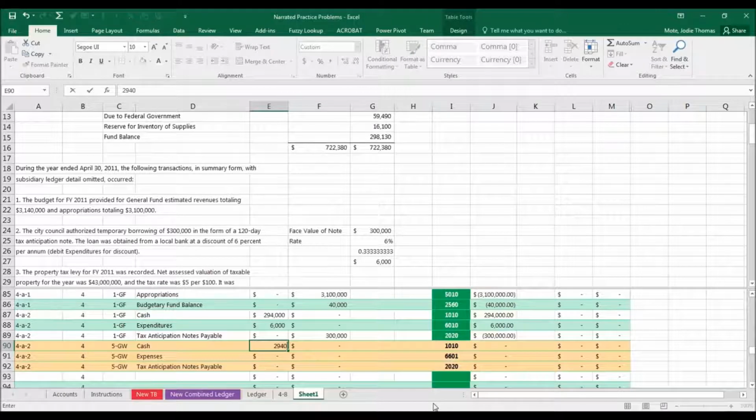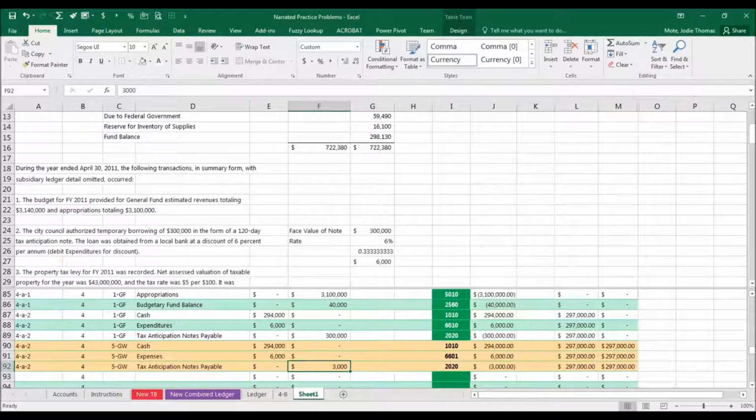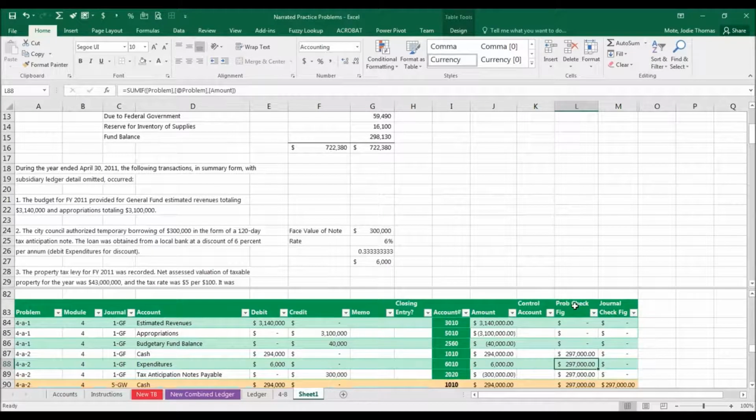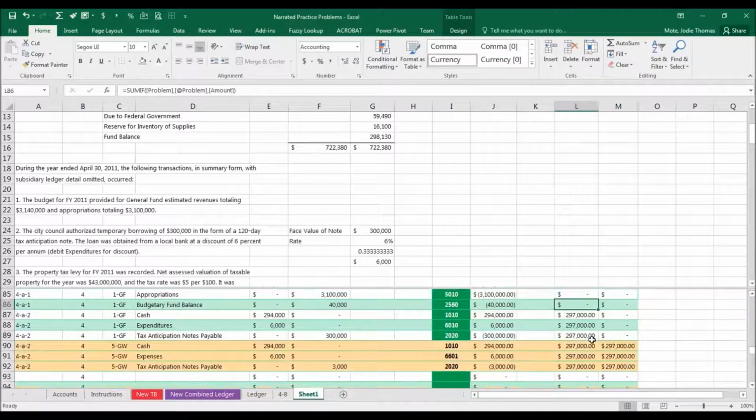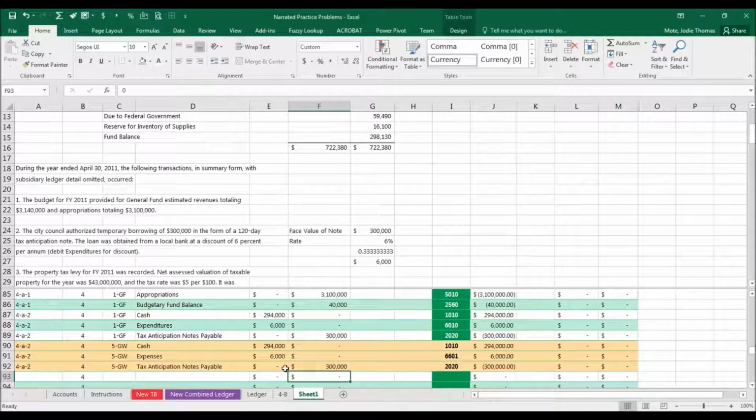Okay, so 294, everything's the same as I just said, and 300,000. See what happened there when I just did 3,000? It's giving me a check figure for both the problem check figure and the journal check figure. That's the function of those two columns. All right. So there's our entry to the government-wide. Again, this is showing you this dual entry process that governments have to undertake.